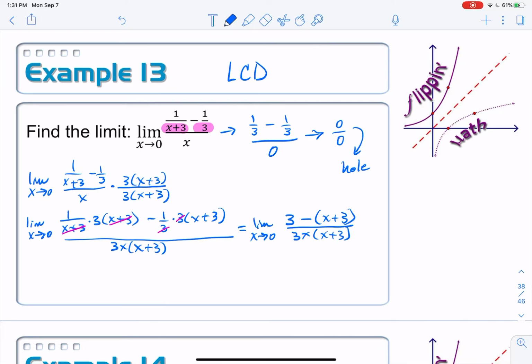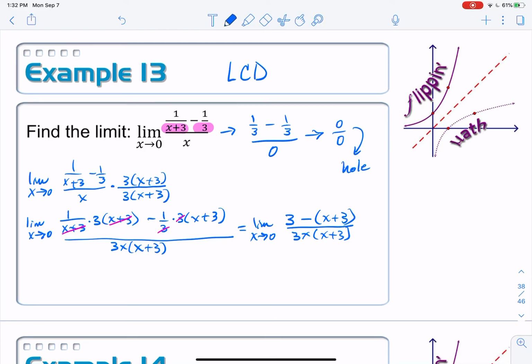Okay, does anything cancel? Hey, let me ask you a question. Does this cancel with that? No, it doesn't. When we cancel things, remember we only cancel common factors. Factors implies multiplication, and there's no multiplication going on up here, right? So we can't cancel these things out. I need to expand this out first and see if some like terms simplify for me.